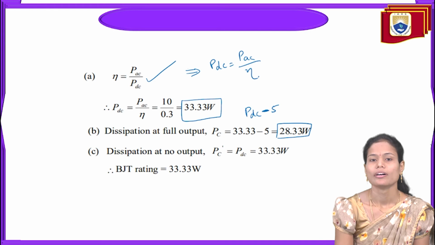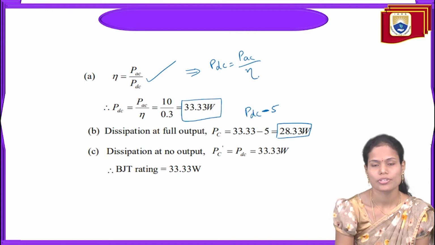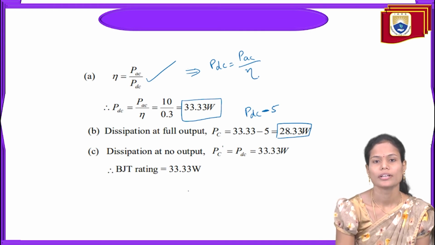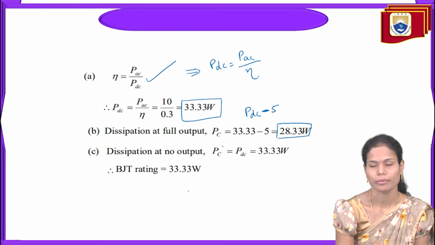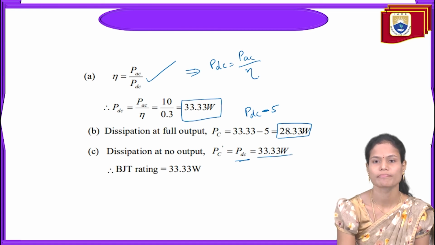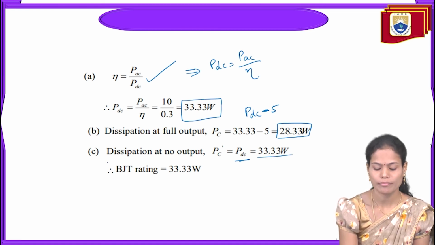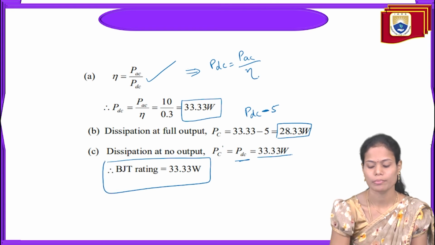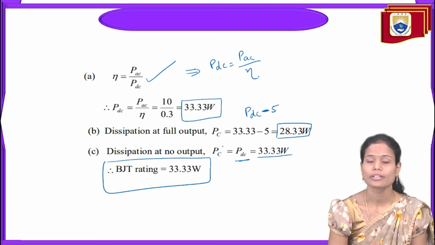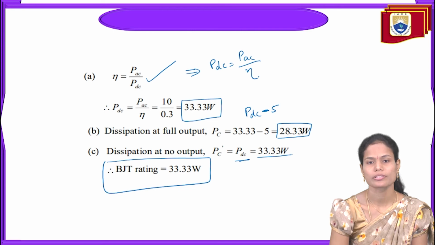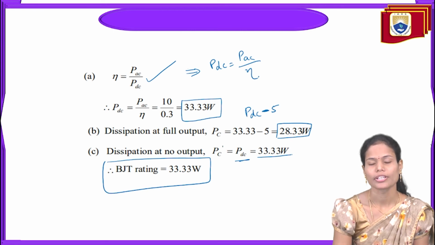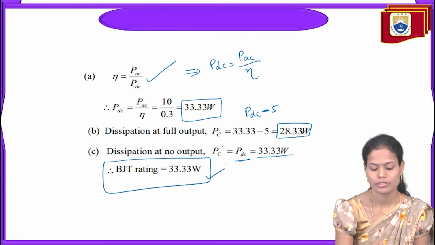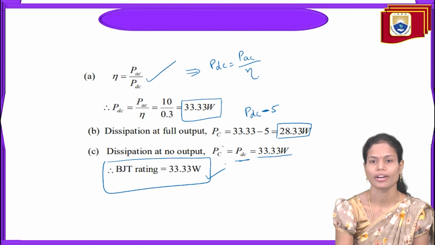And next, how much dissipation we are getting whenever we are not getting output across the amplifier. That one we are indicating again with the DC power of 33.33 watts. So that is the BJT rating of the dissipation. The power dissipated with no input indicates the power rating of the BJT transistor, that is 33.33 watts here.